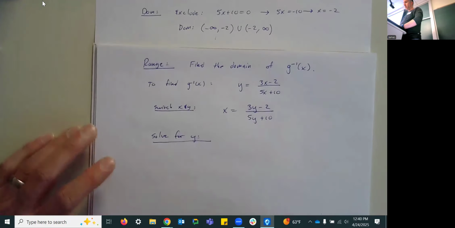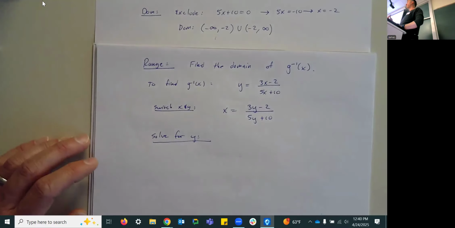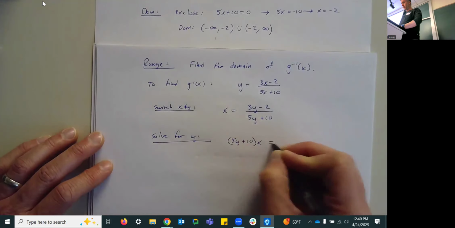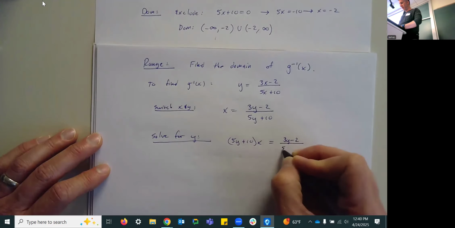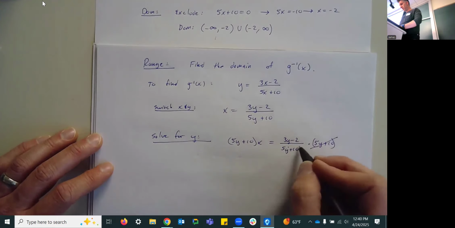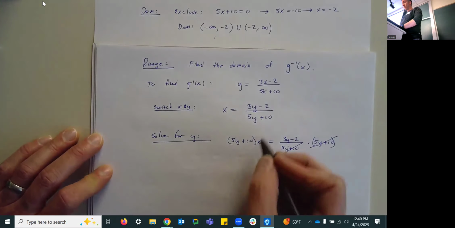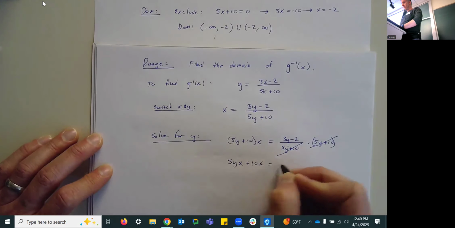So solving for y, if you've got a fraction, the first step is to get rid of the fraction, or in other words, to multiply both sides by the denominator. So we're going to have (5y plus 10) times x equal to, we could just write 3y minus 2, but if you prefer, we can write (3y minus 2) divided by (5y plus 10) times (5y plus 10). And on the right-hand side, the 5y plus 10s divide to 1. That's why we multiply by that in the first place. On the left-hand side, we're going to distribute the x to each term. We've got 5y times x plus 10x equal to 3y minus 2.